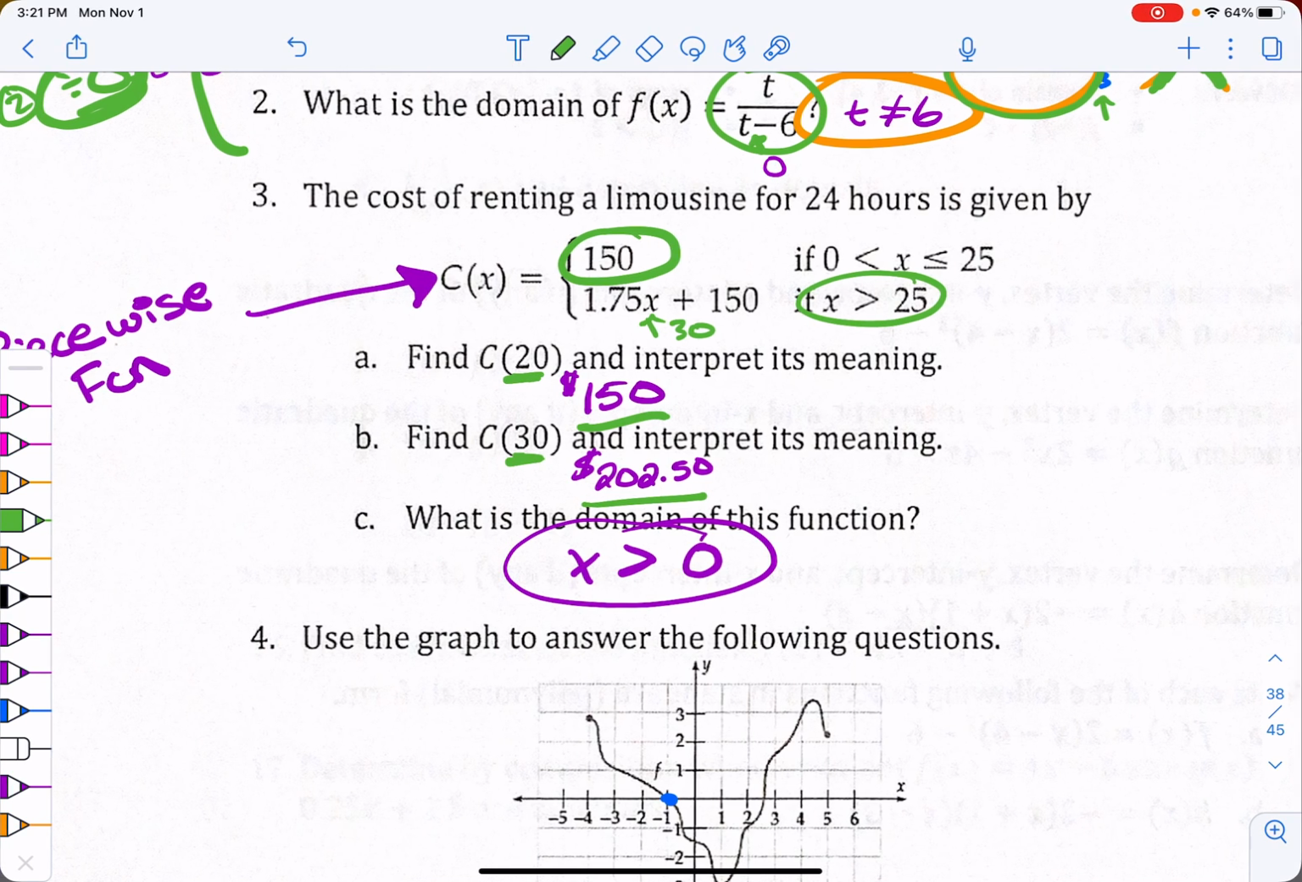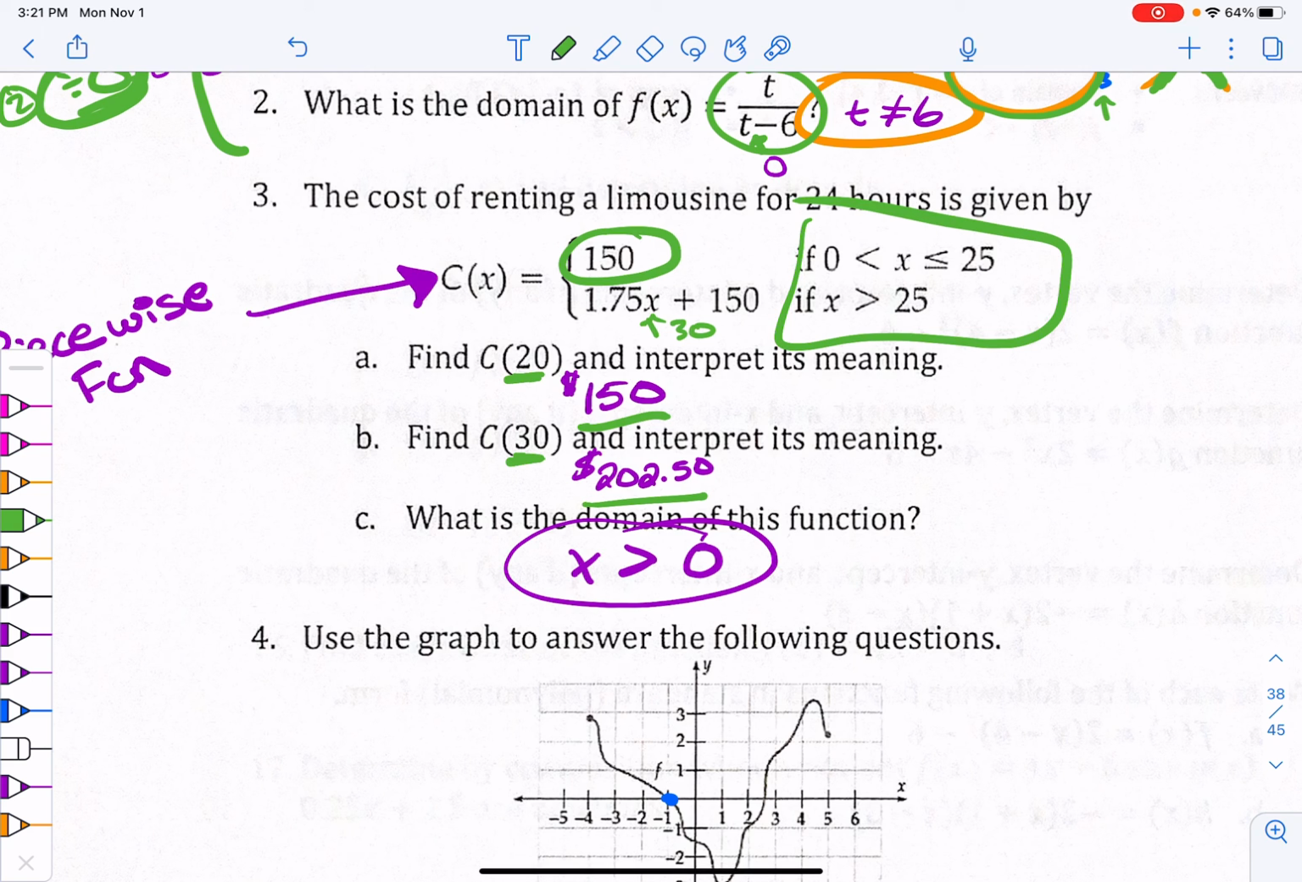And then it says, what is the domain of this function? This chunk over here on this side tells me what I'm allowed to plug in. And one thing we noticed was that we are not allowed to plug in numbers that are less than 0 or equal to 0 because it's missing the equal to sign. So we just say the domain is strictly numbers that are greater than 0.